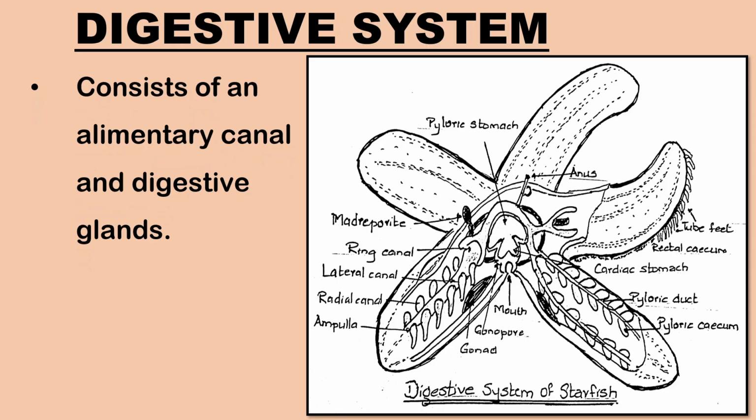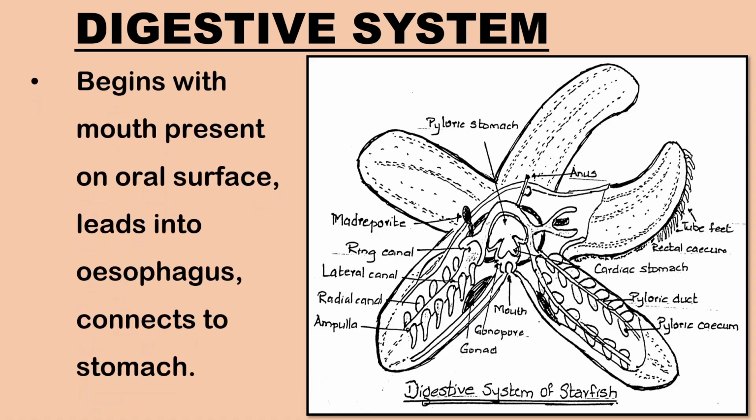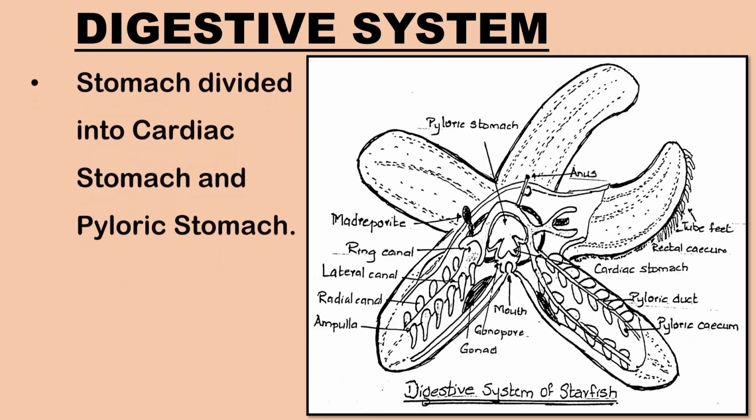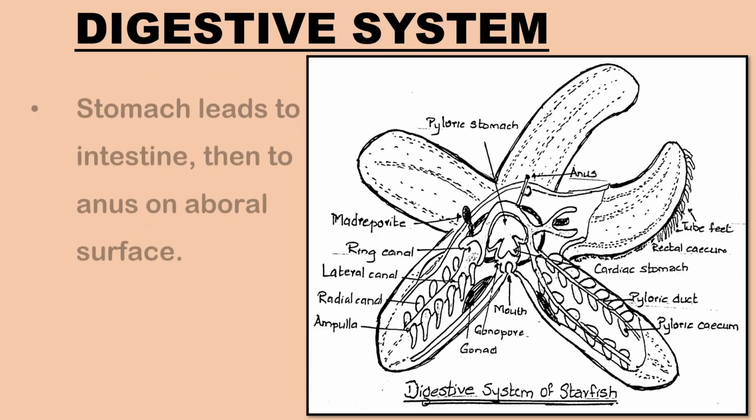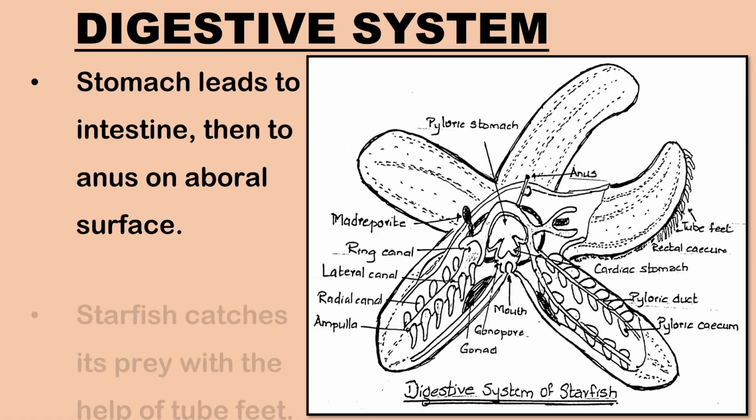The digestive system of starfish consists of an alimentary canal and digestive glands. It begins with a mouth present on the oral surface. It leads into the esophagus, which connects to the stomach. The stomach has an anterior cardiac stomach and a posterior pyloric stomach. The stomach leads to the intestine and then to the anus on the aboral surface.